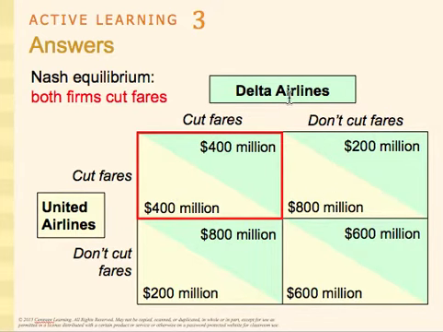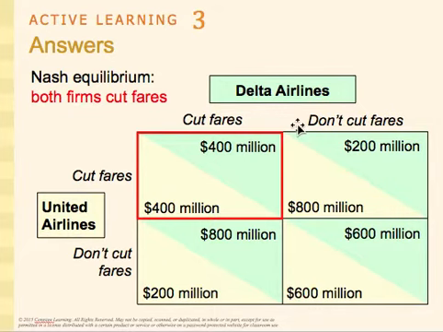Well, when Delta's dominant strategy is to cut fares and United's dominant strategy is to cut fares because they both think they're going to be making more money, the Nash equilibrium falls where they overlap, and that's 400 million apiece. They're both going to cut fares and make a profit of 400 million apiece. Now again, let's take our time here because your being able to read this payoff matrix is key to your success of being able to make what is a convoluted problem very simple.